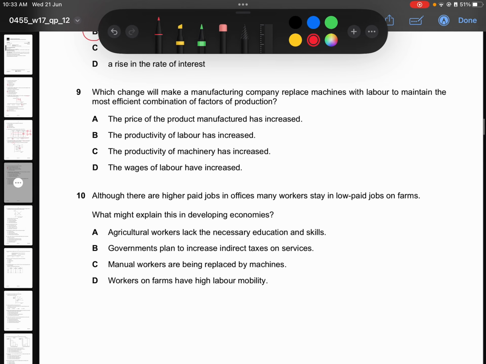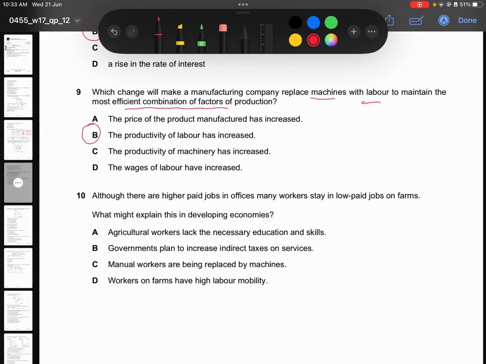What change will make a manufacturing company replace machines with labor? So you're replacing your machines with labor to maintain the most efficient combination of factors of production. The price of product manufactured increases? No, that's not related. The price of product does not relate to the labor or capital used. The productivity of labor is increased. Yes, because when the productivity of labor increases, you're likely to use labor instead of capital.